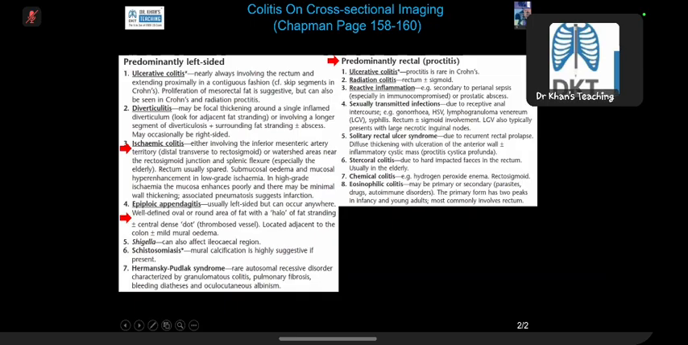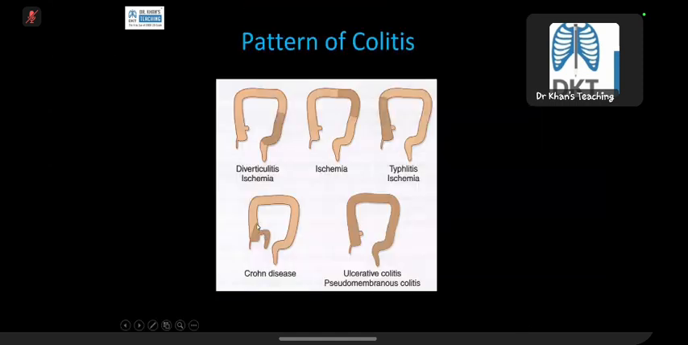So this is just from one textbook: Crohn's is usually right-sided, diverticulitis and ischemia are this one, typhlitis is this one, pancolitis is UC. These are the most common.